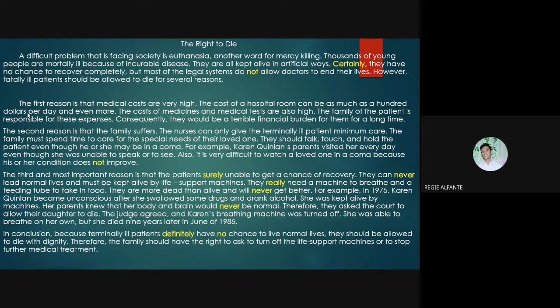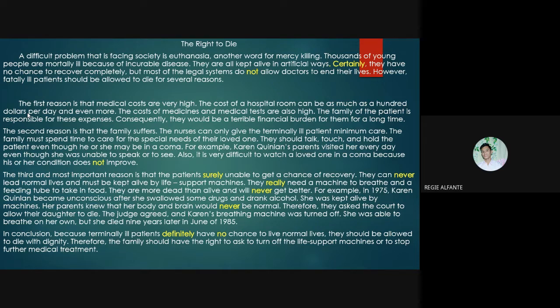So, we have here, certainly they have no chance to recover completely. So, certainly here affirms that the mortally ill patients have no chance of recovery. And then, but most of the legal systems do not allow doctors to end their lives. So, not here is negating or forbidding doctors to conduct the mercy killing, as what the legal system said.